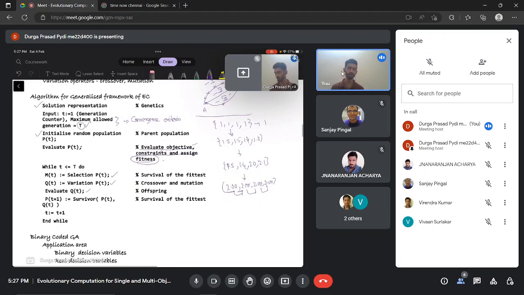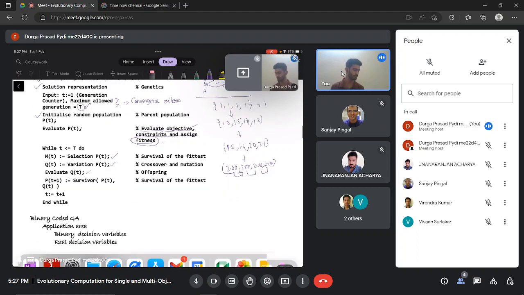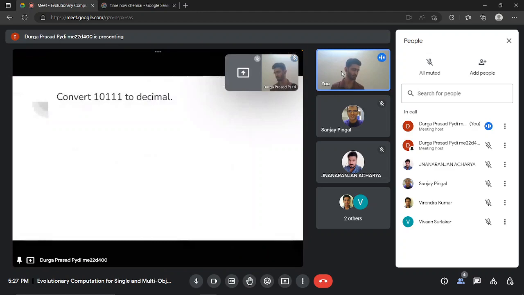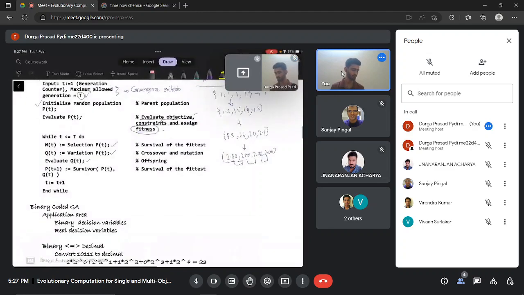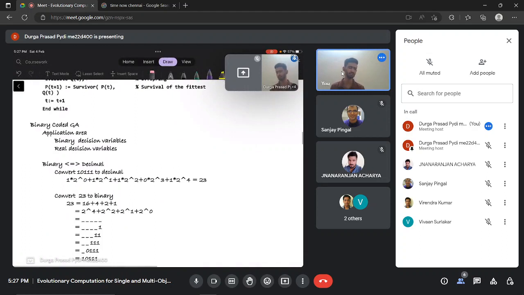Next we discuss binary coded genetic algorithms. Here we will just see some basic examples about the basic conversions, about how you convert from binary to decimal. This is a quick refresher. Let's just consider one example. You have a binary string 10111.